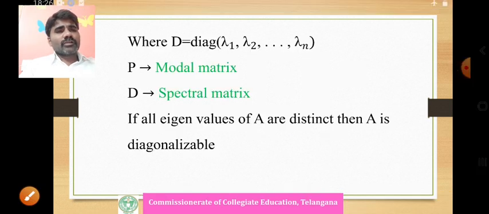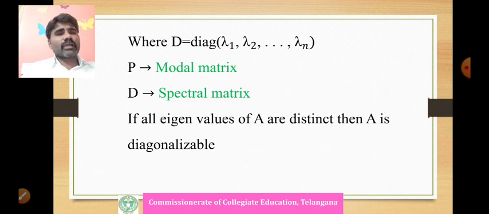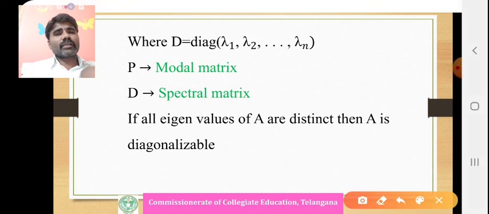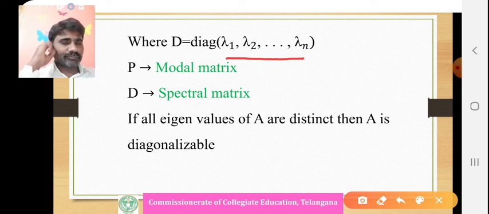Here, D is a diagonal matrix whose diagonal entries are the eigenvalues of A. Lambda 1, lambda 2, lambda n are the eigenvalues of A. Here P is called the modal matrix and D is called the spectral matrix. And the condition for the matrix A to be diagonalizable is: if all eigenvalues of A are distinct, then A is diagonalizable.